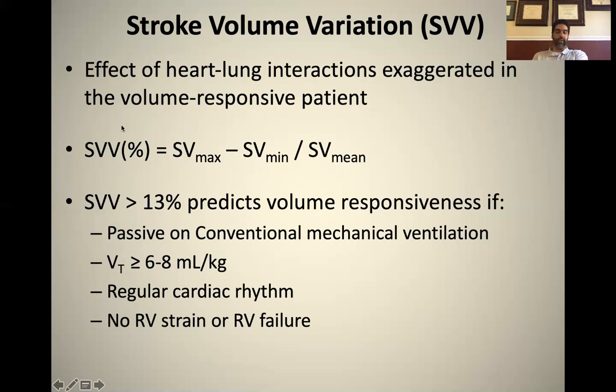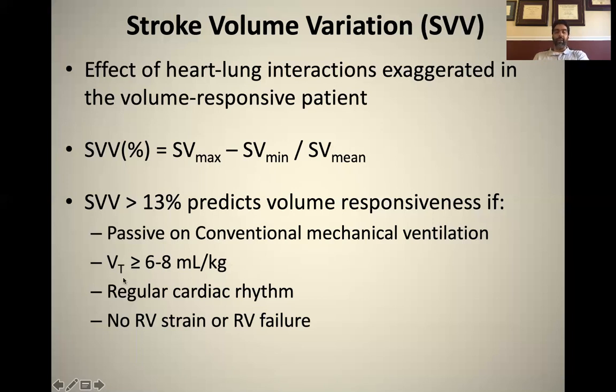You know that a stroke volume variation of more than 13% is predictive of volume responsiveness. But remember, you have to meet 4 prerequisites in order to use this number. 1, you have to be intubated and passive on the vent, on conventional mechanical ventilation. You can't be triggering, at least not most of the time, the vent. Most studies have been done in patients on 8 cc's per kilo body weight tidal volume. There are some studies in patients with poor lung compliance on 6 cc's per kilo, but most are on 8 cc's per kilo volume control.